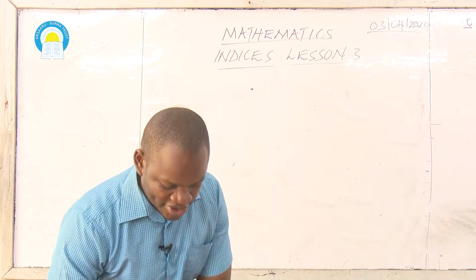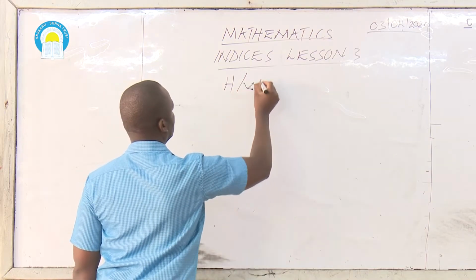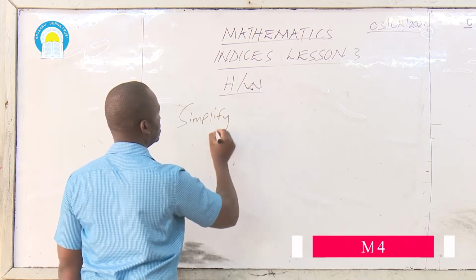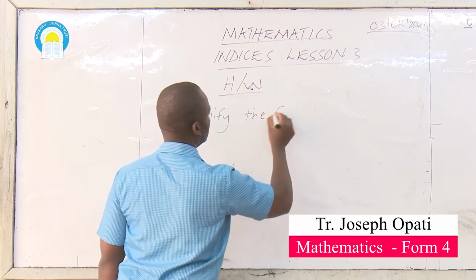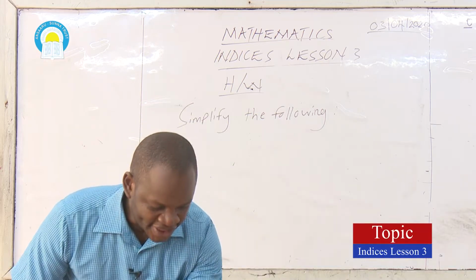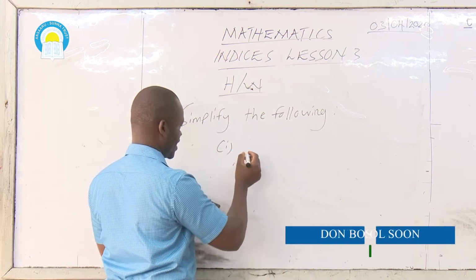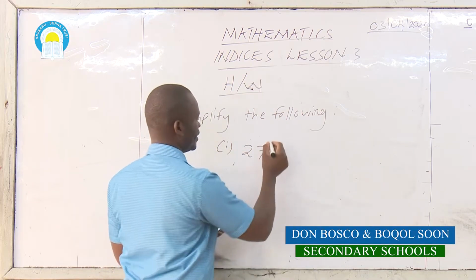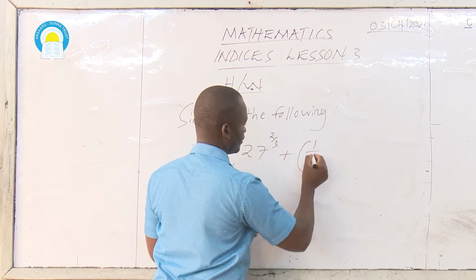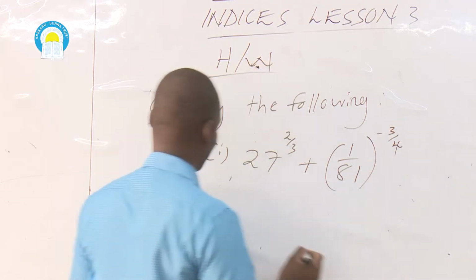So question number 2, homework for you. You can just say homework here. The question is: simplify the following. I'll give 2 or 3 questions. The first is this: we have 27 raised to power 2 over 3 plus 1 over 81 to the power of negative 3 over 4.